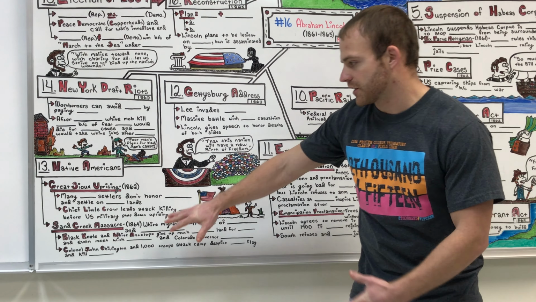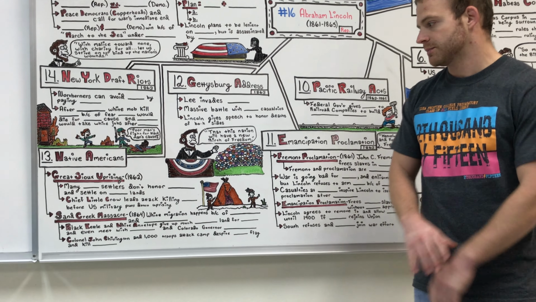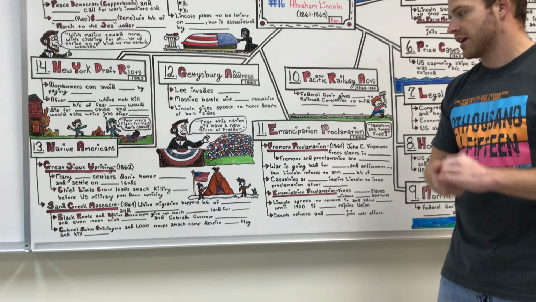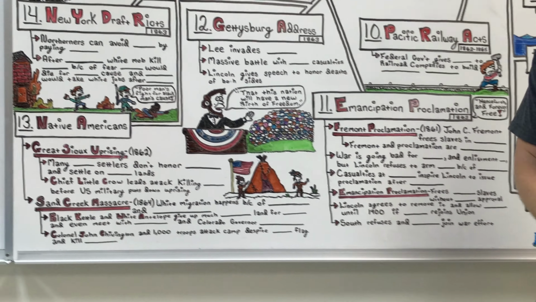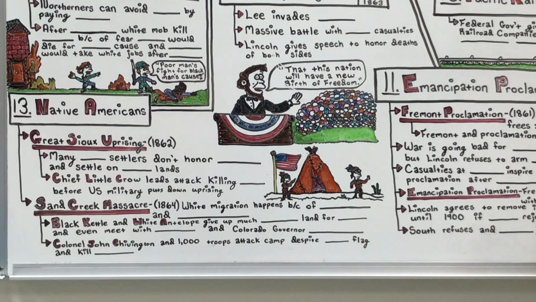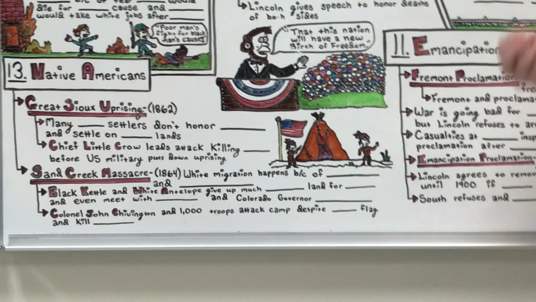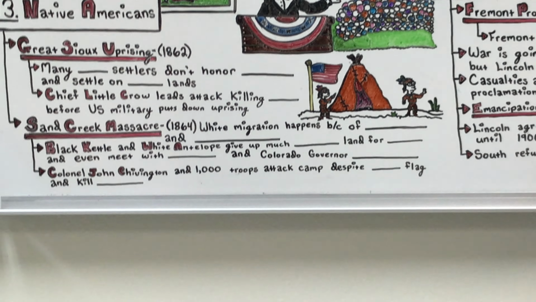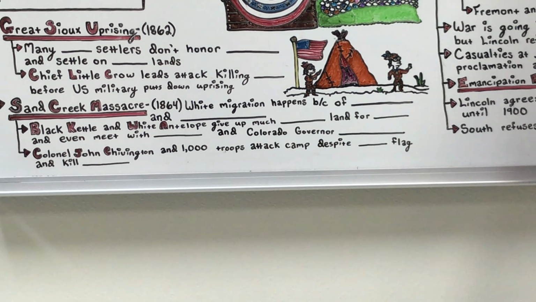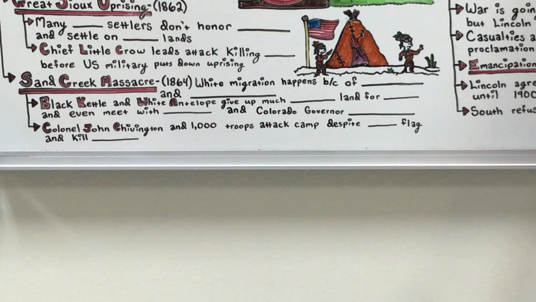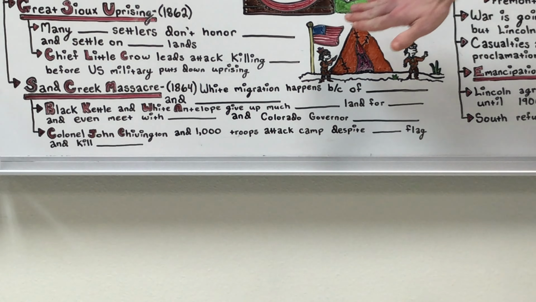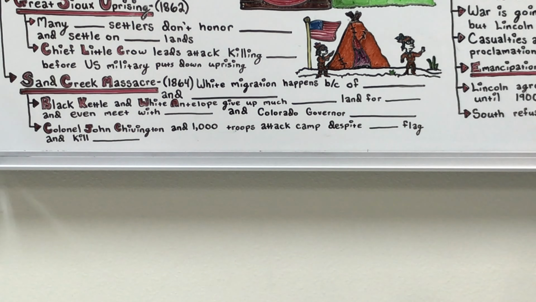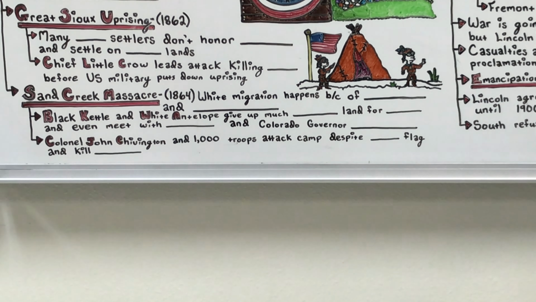The other thing is very tragic. It's called the Sand Creek Massacre. More people are moving west, Black Kettle and White Antelope. They're going to give up much of the Creek land. And keep in mind, most of the people living here are old, they're elderly, they're women and children. Black Kettle and White Antelope even meet with Abraham Lincoln. Black Kettle is going to get this big American flag. White Antelope is going to get a peace medal.